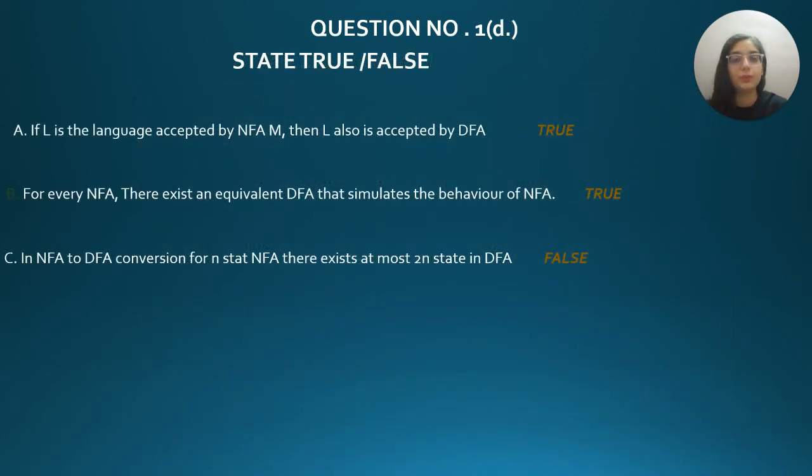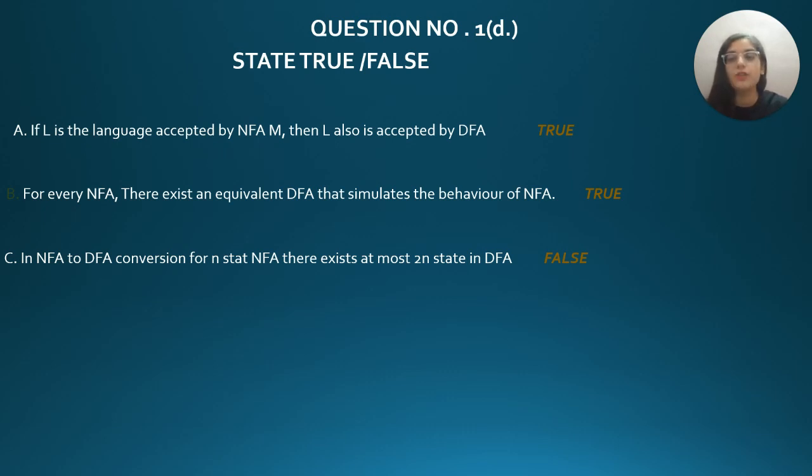Now, in the fourth part of the first question, we have some true and false questions. So let's see them. The first says, if L is the language accepted by NFA M, then L is also accepted by DFA, which is a correct statement. Because if L is a language accepted by a non-deterministic finite automata machine, then L is also accepted by a finite automata, which is true.